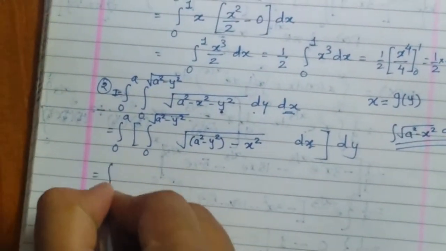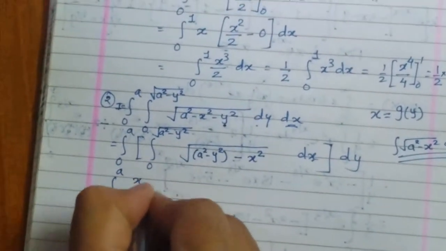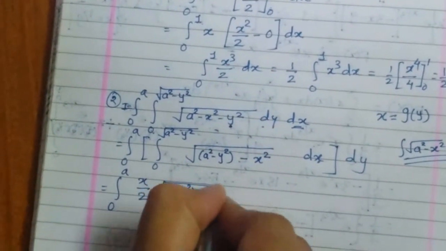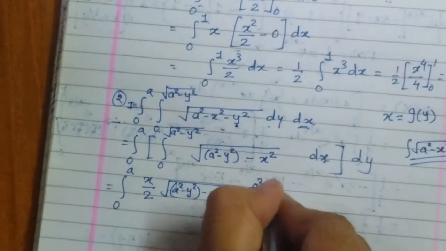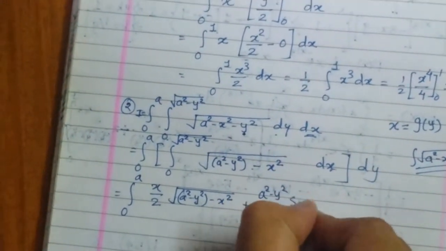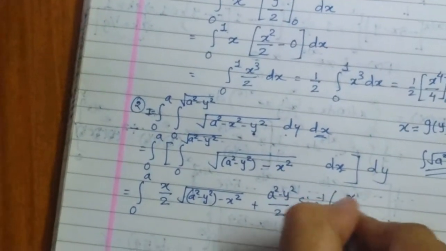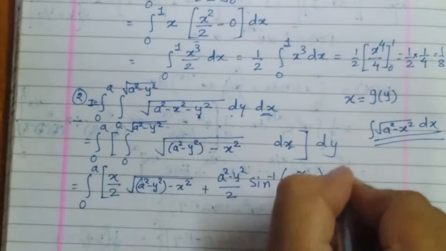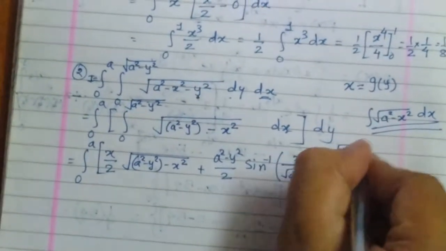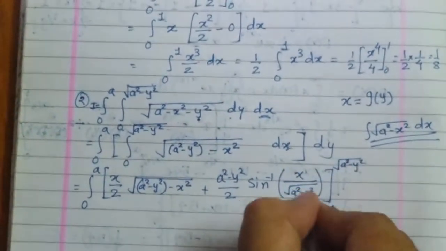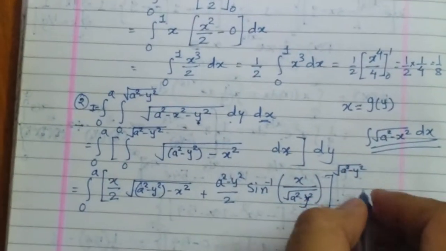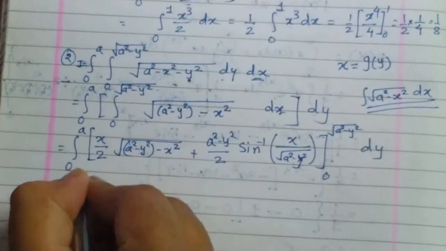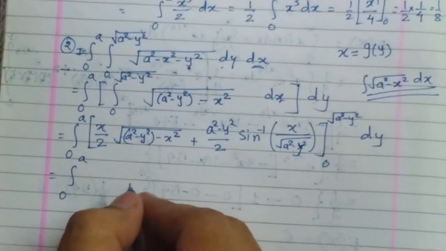So your integral would be integration from 0 to a, x by 2 square root of a square minus y square minus x square, plus a square minus y square upon 2 into sine inverse of x upon square root of a square minus y square, limits from 0 to square root of a square minus y square. Okay, and then integration with respect to y. Now substitute the upper limit and the lower limit and see what you get there.